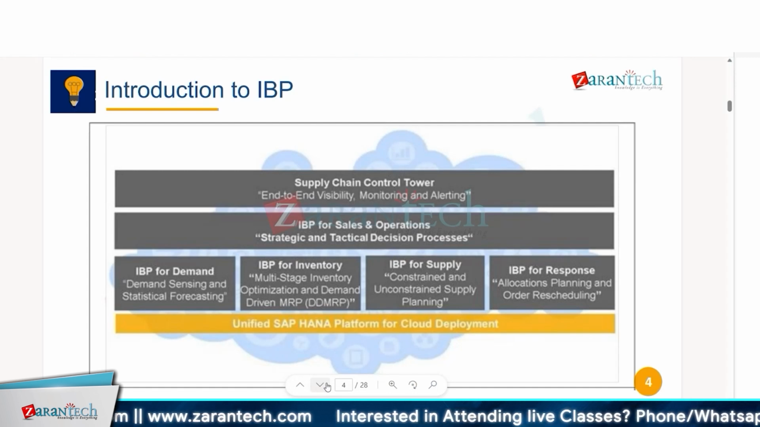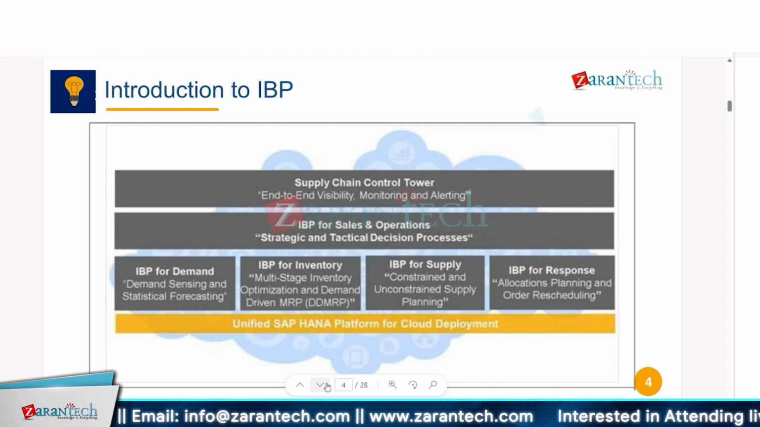So we have a terminology called multi-stage inventory optimization and demand-driven MRP. I think everybody knows what MRP is, right? Okay. So MRP is basically material resource planning. As I said about the demand review, assuming that at the end of the demand review cycle, we have a solid forecast, which is basically what I will call an operating plan.